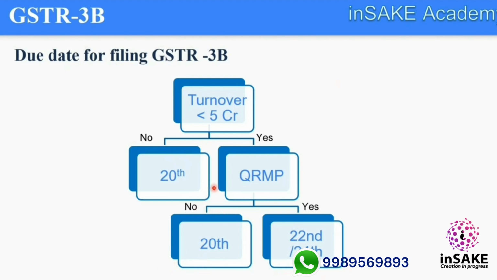And also, if the turnover is less than 5 crores and they opted for the quarterly return and the monthly payment, we need to see in which state they have the registration. If the state is one of the northeastern states or some special category states, the due date will be the 24th of the following month. For all other states, the taxable person registered in that state can file on the 22nd of the following month.